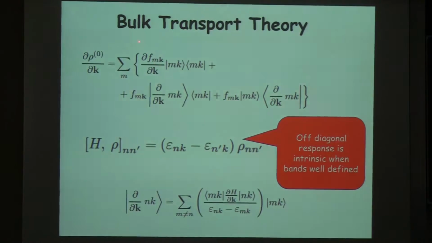Okay, so we're going to separate the Fermi surface response and the non-Fermi surface response. For the non-Fermi surface response, the driving term, the density matrix depends on K, and that happens because the band eigenstates change as you move through momentum space. So this is related to what people normally describe in terms of Berry phases and so on. Okay.